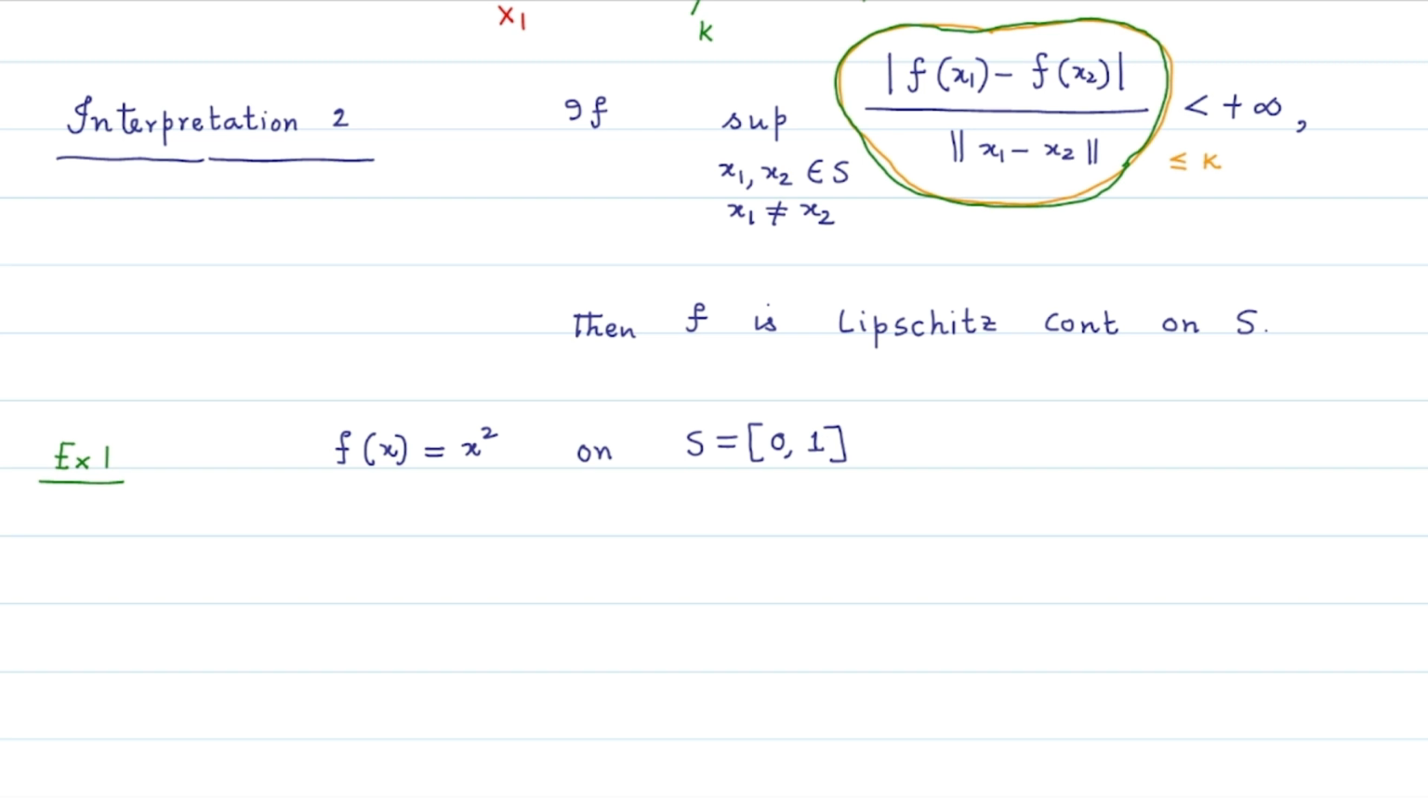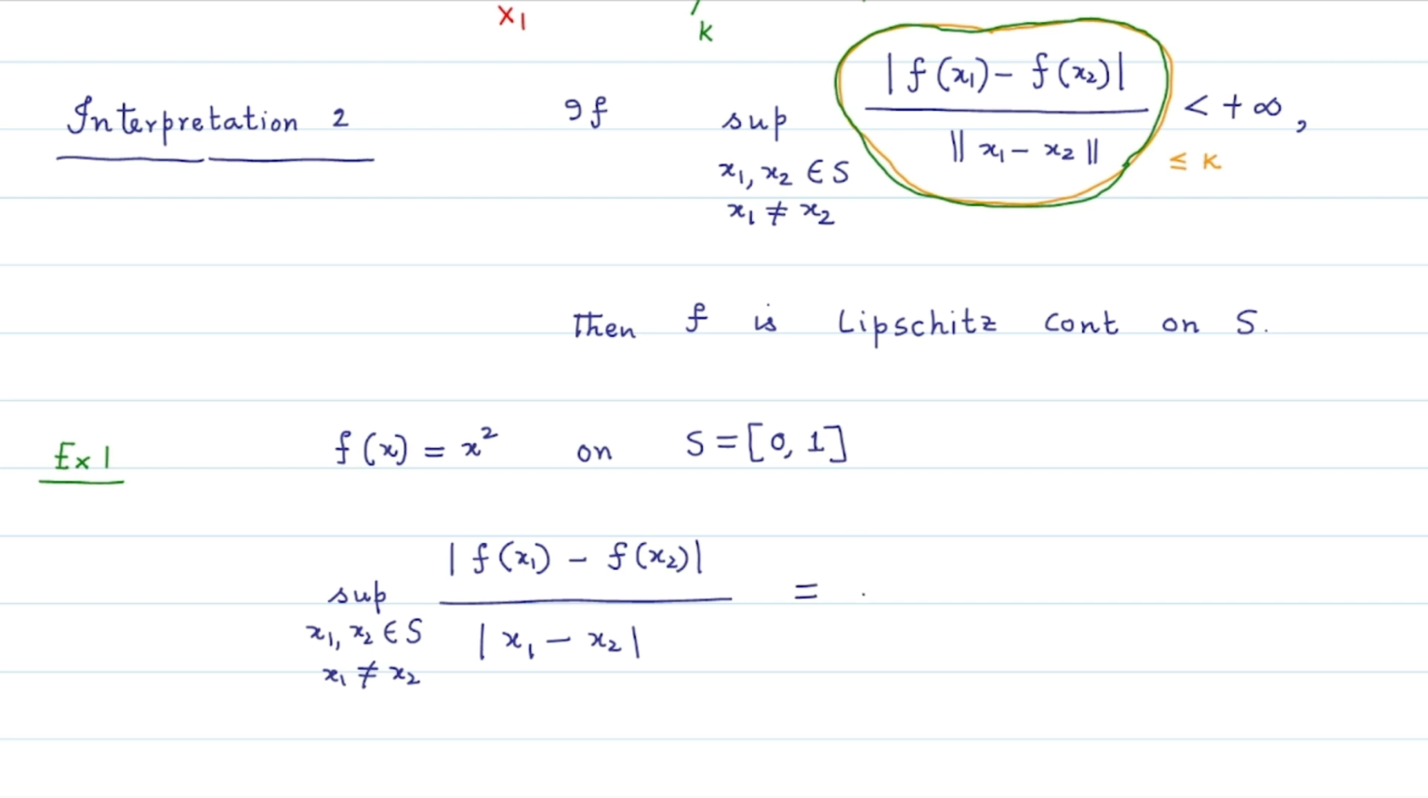In order to check the Lipschitz continuity, we go for computing the supremum value of the expression f(x1) minus f(x2), their difference and absolute value in the numerator, and in the denominator we take x1 minus x2, its modulus. The supremum of this ratio for x1, x2 belonging to the set capital S and x1 not equal to x2 is identical to the supremum over x1, x2 belonging to S of the expression modulus of x1 plus x2, which is obviously equal to 2, and hence the function f is Lipschitz continuous on the set capital S.